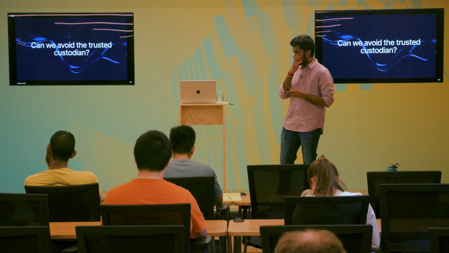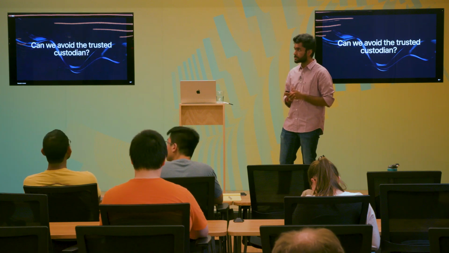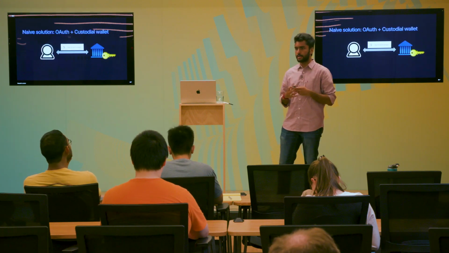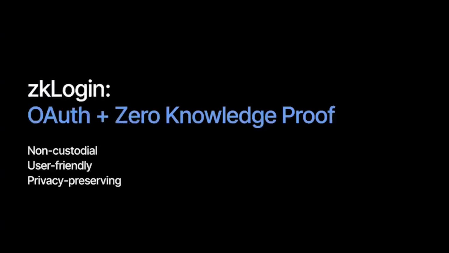And there are many motivations for this, the simplest of which would be to just remove as many trusted points as you can in your system, just from a security point of view. And so our idea here is to combine OAuth with zero knowledge proofs in an interesting way, where you don't have any more custodians in the picture.